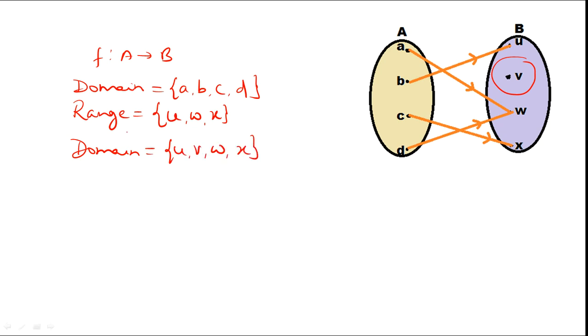So obviously you can see this range is a subset. If I write it, range is a subset of codomain. This is the codomain. I can say range is a subset of codomain. I should say COD, codomain. Right? This picture has made everything clear.